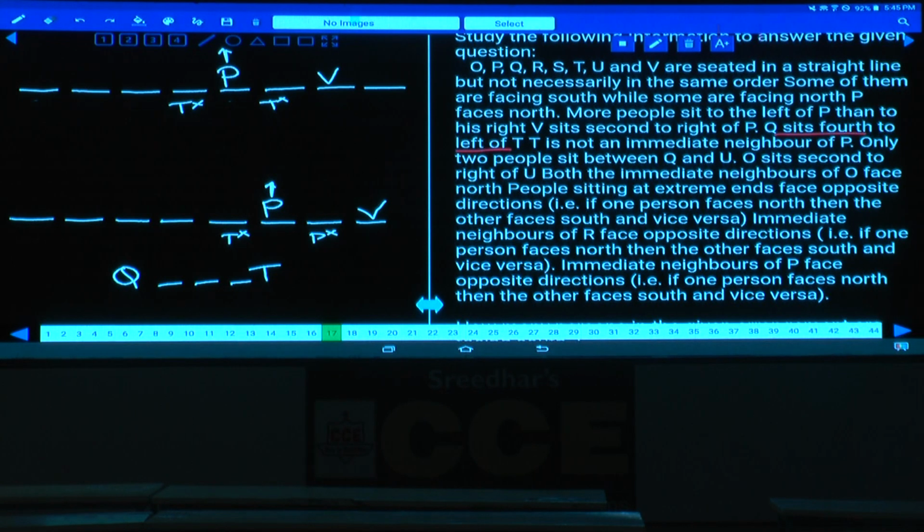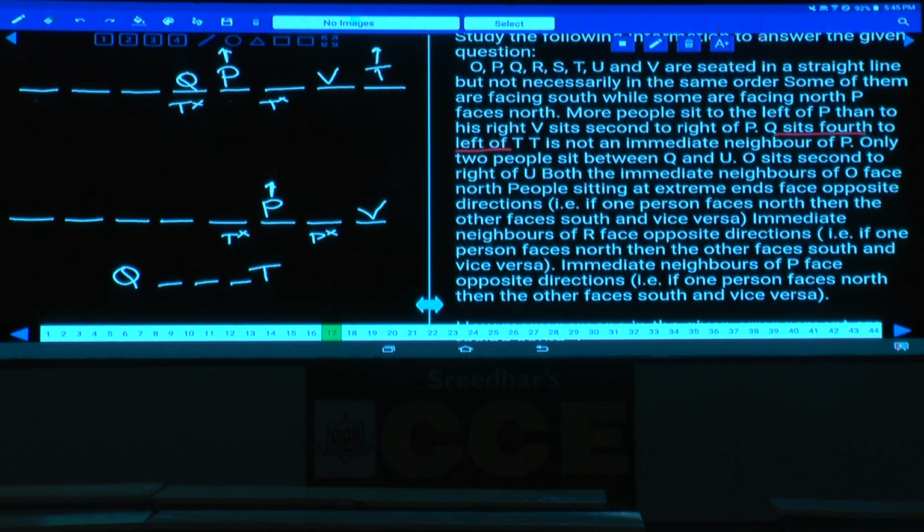Now, can T be at this place or not? Tell me whether T can be at this place or not. If T is here, then Q sits 4th to the left. If T is here, 1, 2, 3, 4, Q will be here, that is one possibility, isn't it?